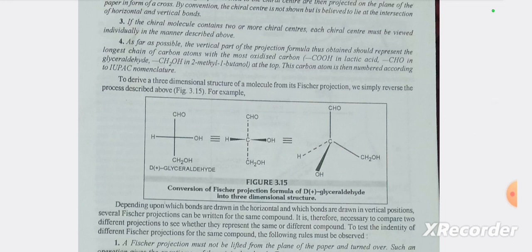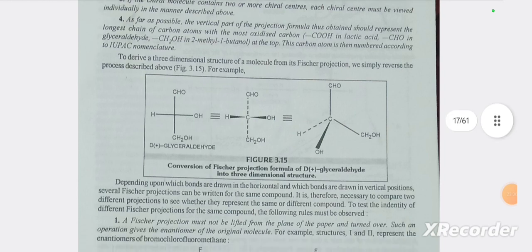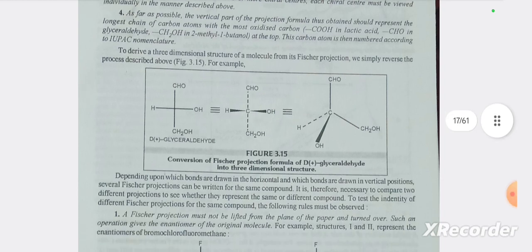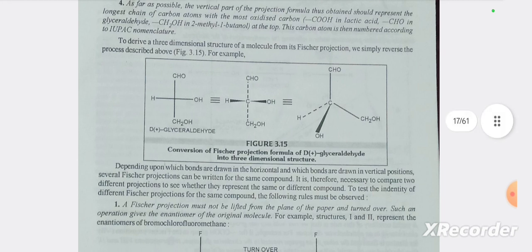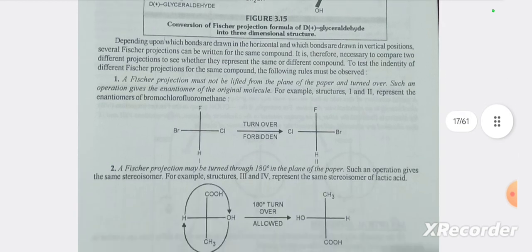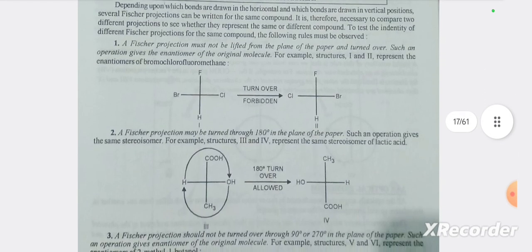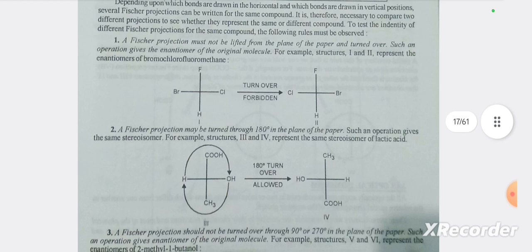If the chiral molecule contains two or more chiral centers, each chiral center must be viewed individually in the manner described above. As far as possible, the vertical part of the projection thus obtained should represent the longest chain of carbon atoms with the most oxidized carbon at the top. This carbon atom is then numbered according to IUPAC nomenclature. Depending upon which bonds are drawn horizontal and which vertical, several Fischer projections can be written for the same compound.